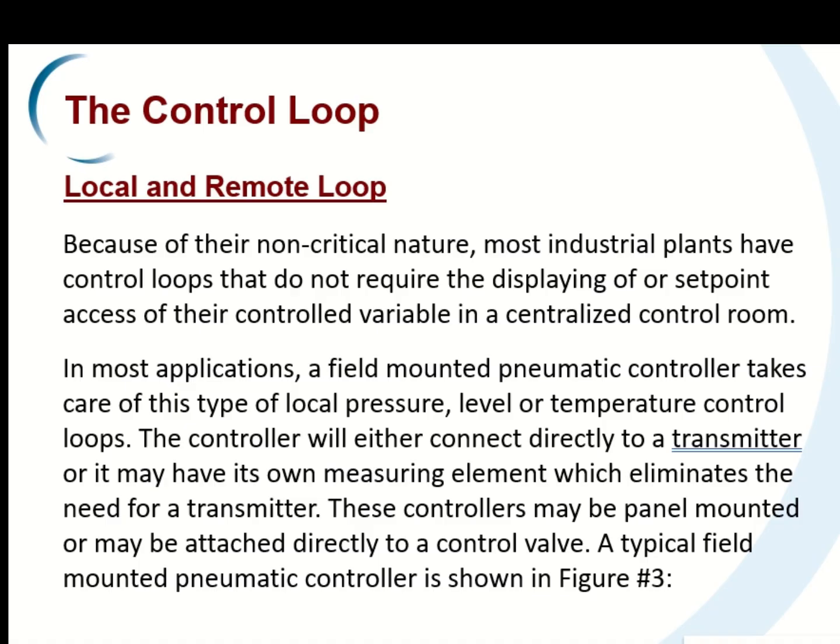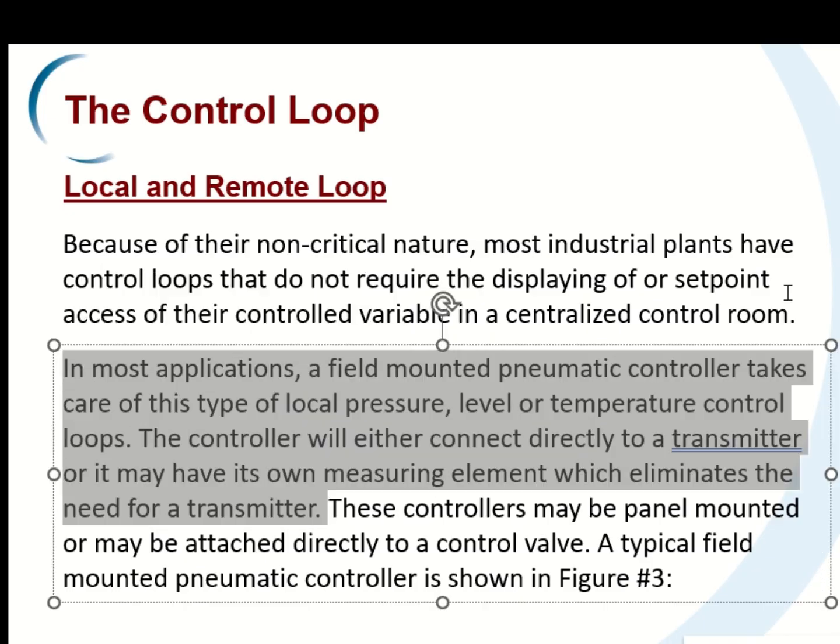Because of their non-critical nature, most industrial plants have control loops that do not require the displaying of a set point access of their control variable in the centralized control room. In most applications, a field-mounted pneumatic controller takes care of this type of local pressure, level and temperature control loops. The controller will either connect directly to the transmitter, or it may have its own measurement element, which eliminates the need for a transmitter. Okay, so this part is clear.